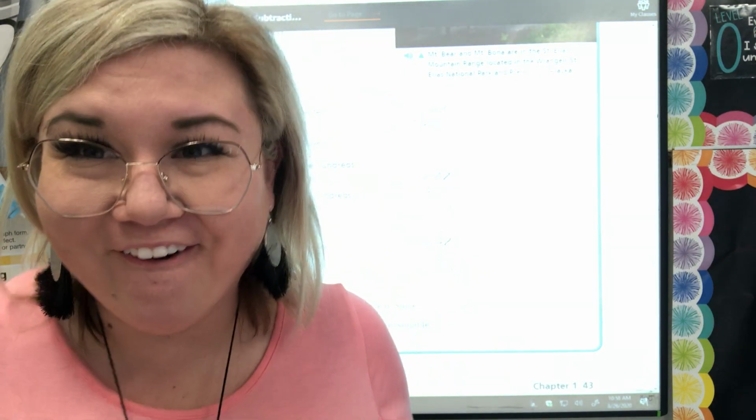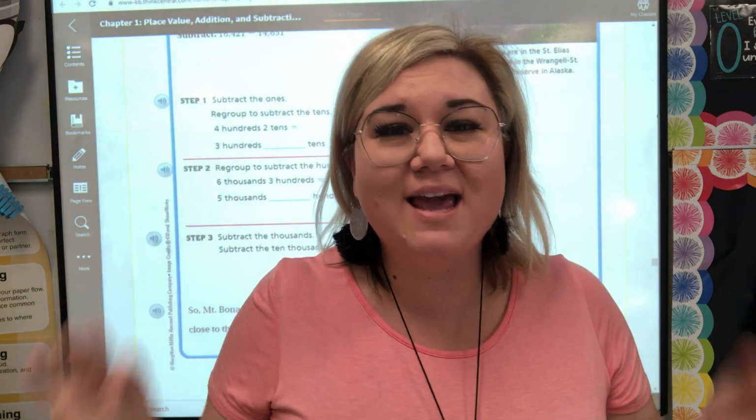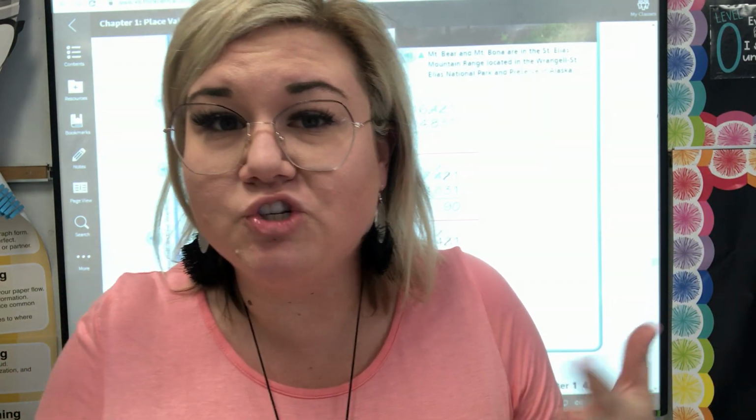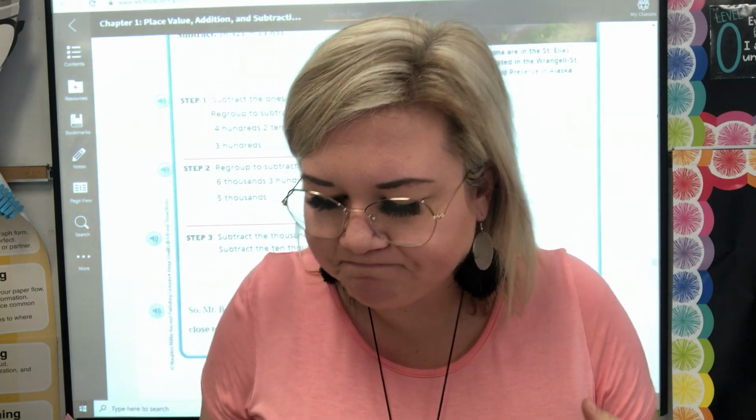Okay, so subtracting whole numbers, very similar to yesterday's lesson. We're doing the same thing. We're doing the estimating again with the rounding, and we are just doing the same thing, but with subtraction, okay?